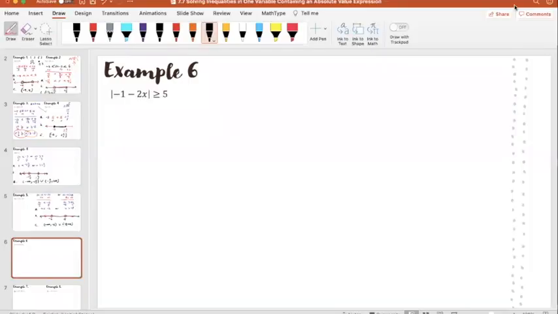Absolute value of negative 1 minus 2x greater than 5. Okay, so here's another inequality.